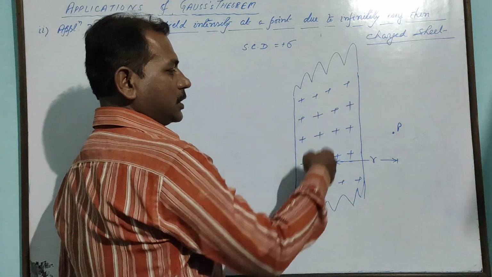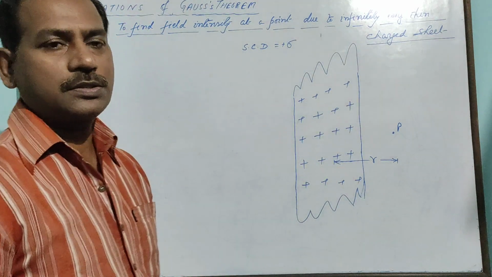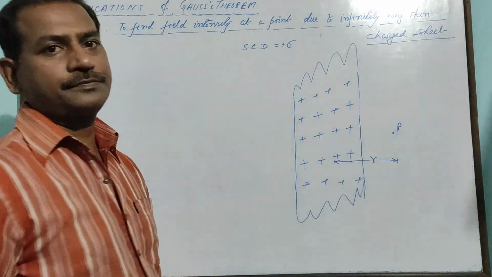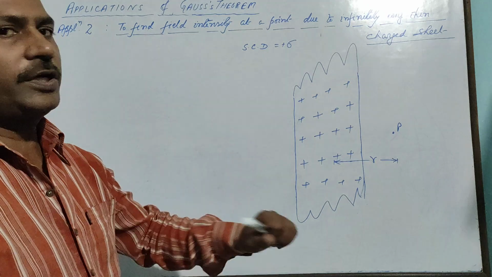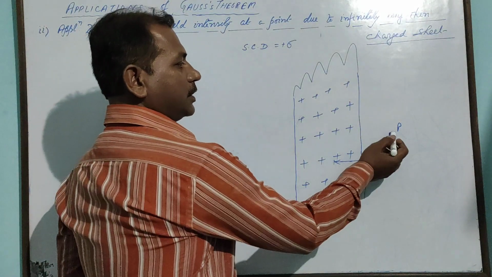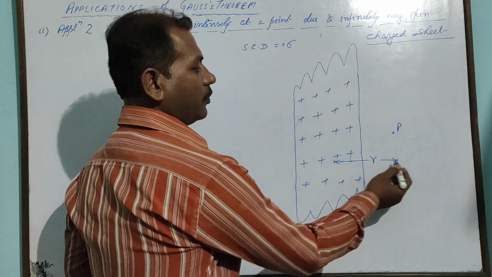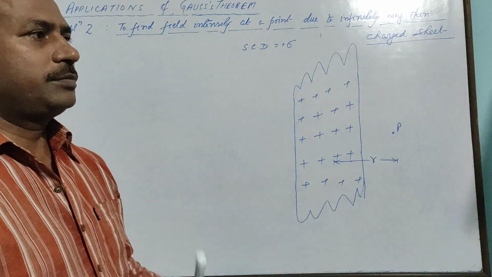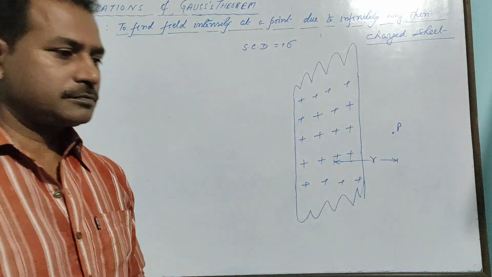Charge distribution is plus. We are taking surface charge density as plus sigma. Infinitely long, that's why we cannot find out total charge on it. The point P is here at a distance r from the sheet. The sheet is taken perpendicular to it.